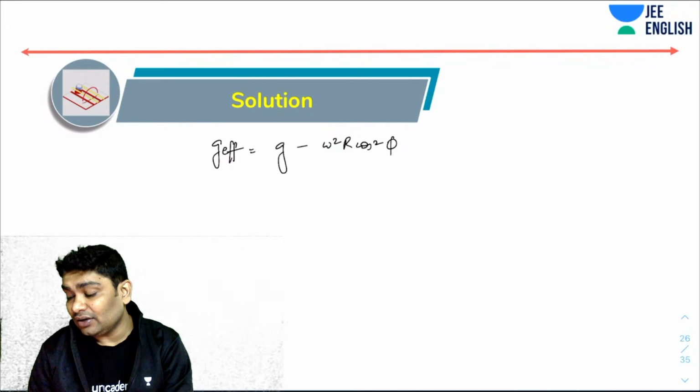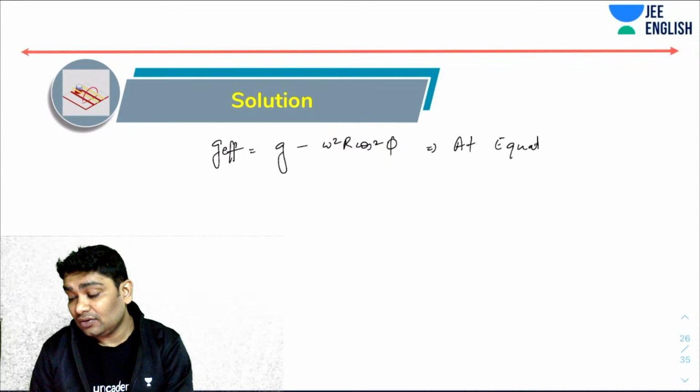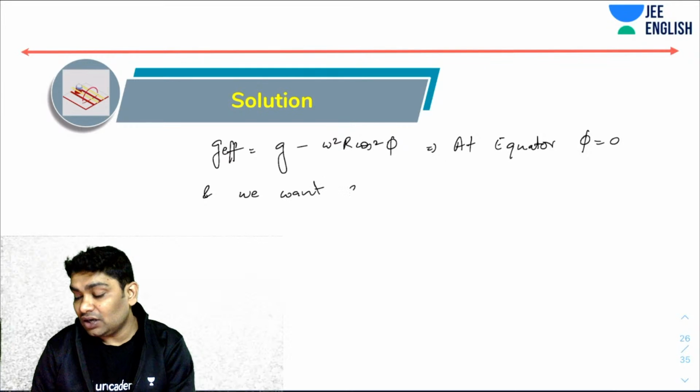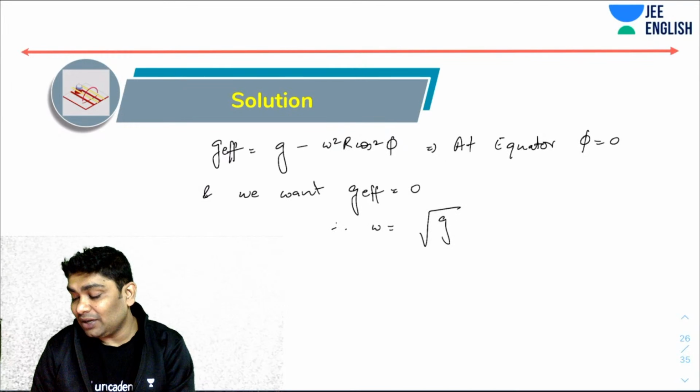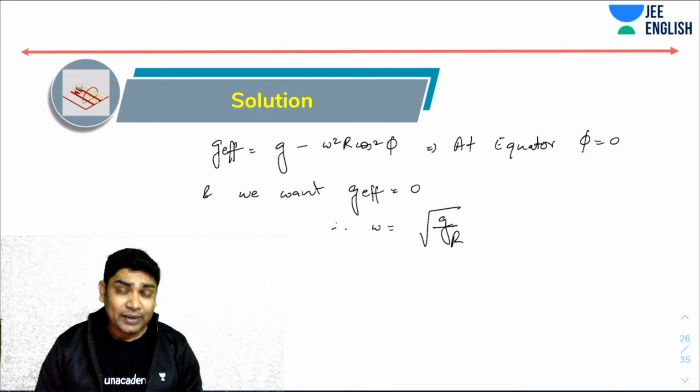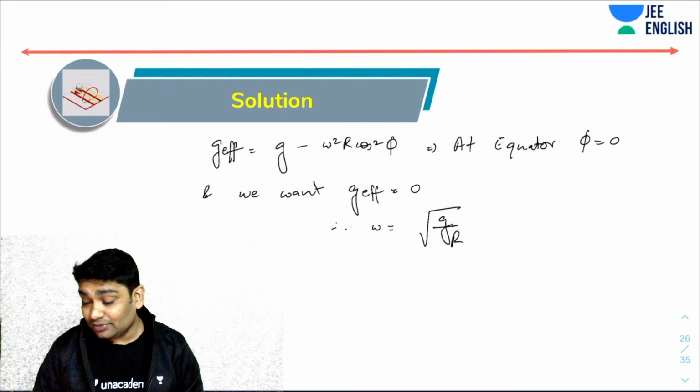Now, at the equator, what is the value of phi? Phi is 0, so I can say, and we want the g effective to be 0, so therefore omega should be root of g by r. That is your answer. Now, if I can find the omega, you can find the time period.